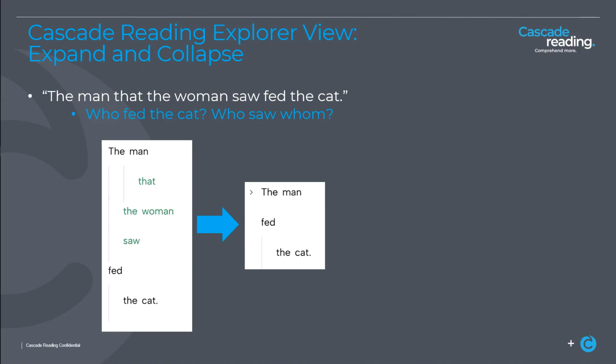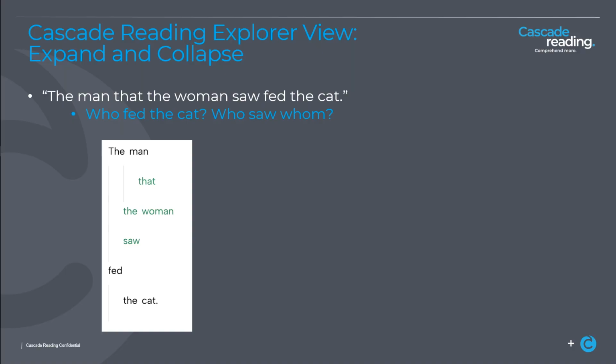And so what we can do is simplify this by clicking an arrow that gets rid of this subordinate clause that the woman saw. And so now we just see the man fed the cat. And similarly, you can go back and see the entire thing again. The man that the woman saw fed the cat. And so this not only allows students to focus in on the main ideas of sentences, but it also helps them understand how more complex sentences can be formed.